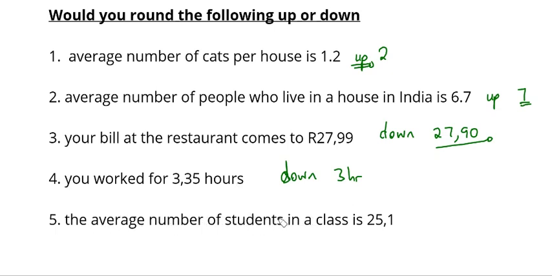The average number of students in a class is 25,1. So in this case, again, we round up. And when you round up, there is going to be 26. Okay. So in this case here, these are real life situations, and you must know how to actually deal with them. Okay.